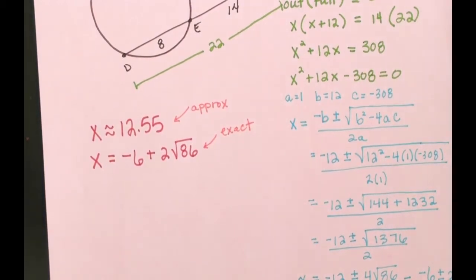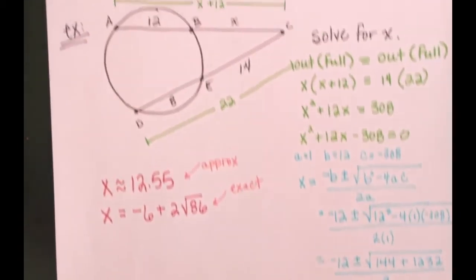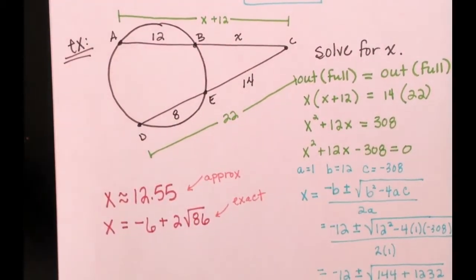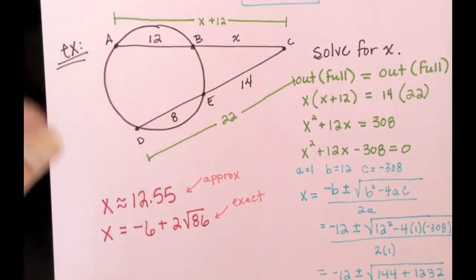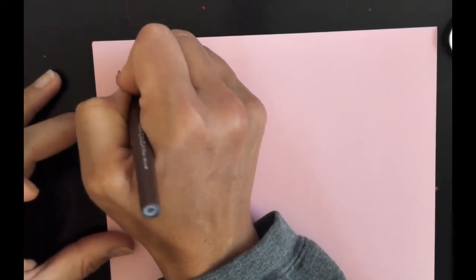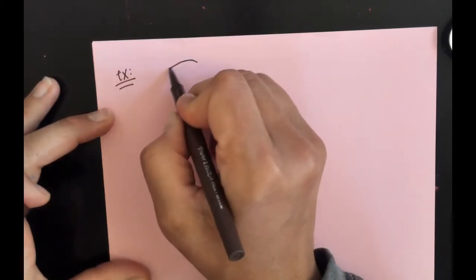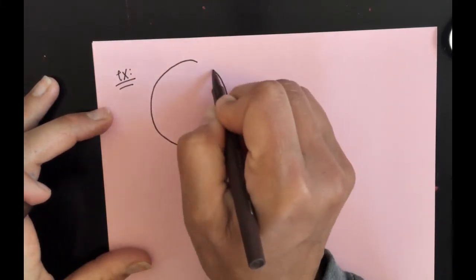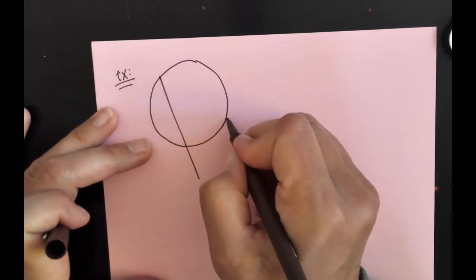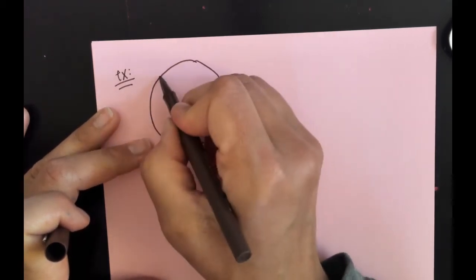Now again, this problem could have been a lot faster had our unknown simply been placed somewhere else. So let's take a look at a different one. We're going to look at our other combination that we've not looked at yet, and that is our secant tangent. So here's our secant segment. Here's our tangent segment.